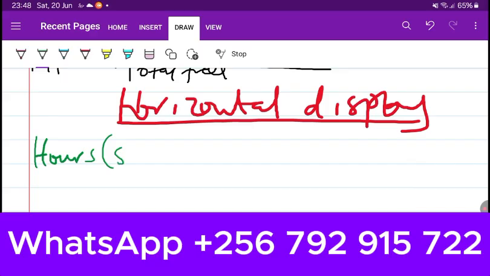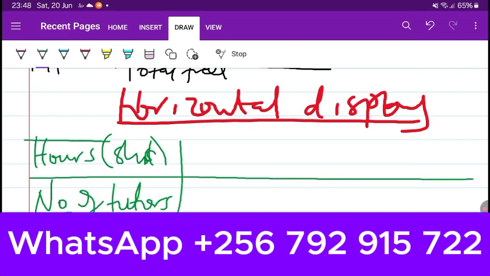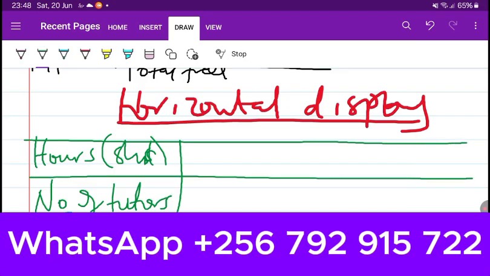These hours can be in shillings. Let's write it like that. Then we have the number of frequency. We could have the number of frequency, or we can call it number of tutors, if let's say we are looking at tutors who are teaching on an hourly basis. So this is the horizontal.